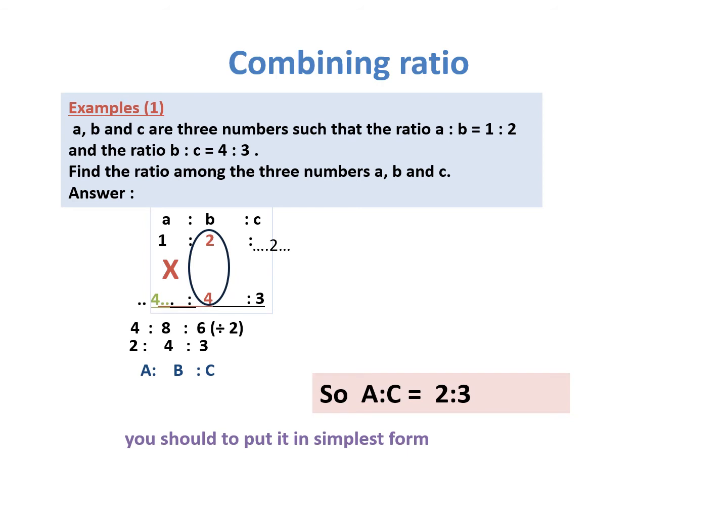Now the very important part: after we write the names down, A to B to C, if I ask about A to C, we take it from down, from the result, not from up. So A to C equals 2 to 3. We take it from the result, not from up. Don't forget, all the time we have to get the ratio in the simplest form.